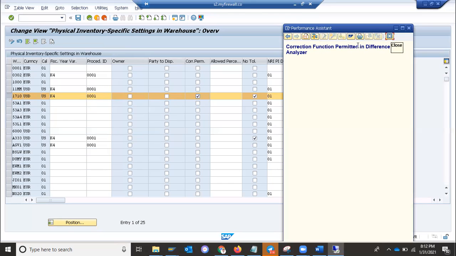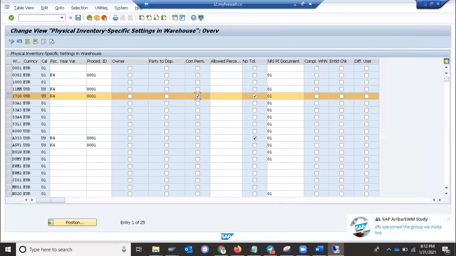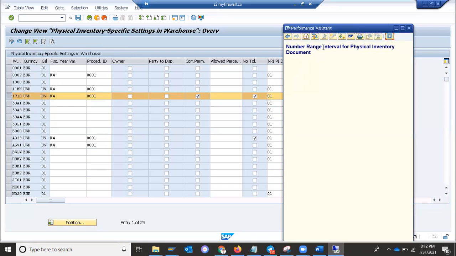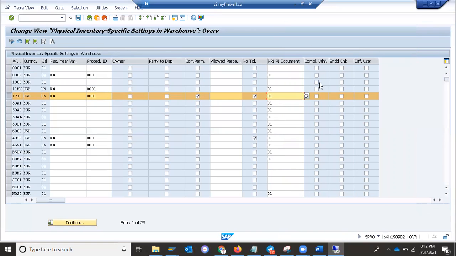Difference analyzer is applicable for write-off and write-on for final adjustment of the physical inventory count results. Okay, whether we want to do plus or minus in our S4HANA inventory management count. What will be the PI document number range interval for the PI document? So all these settings are available in this particular matrix table.